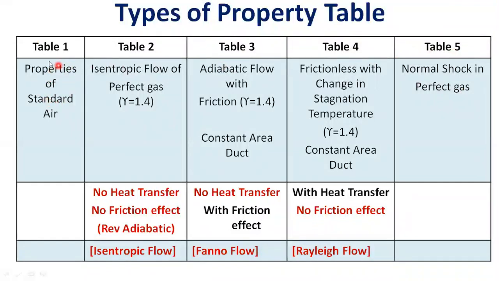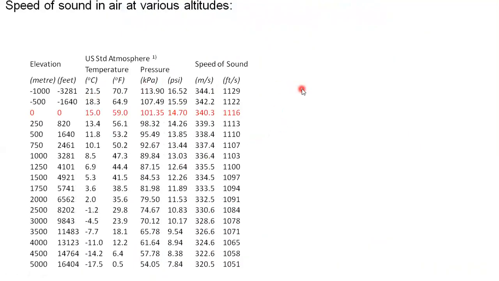Okay, table 1 is normal properties of air. Table 2 is for isentropic flow. Table 3 is for Fano flow. Table 4 is for Rayleigh flow. And table 5 is for normal shock. So in this lecture, we will use this table, isentropic flow. So let's just go through properties of air.